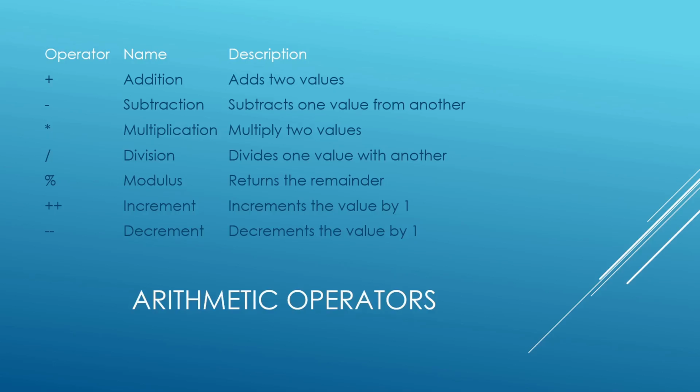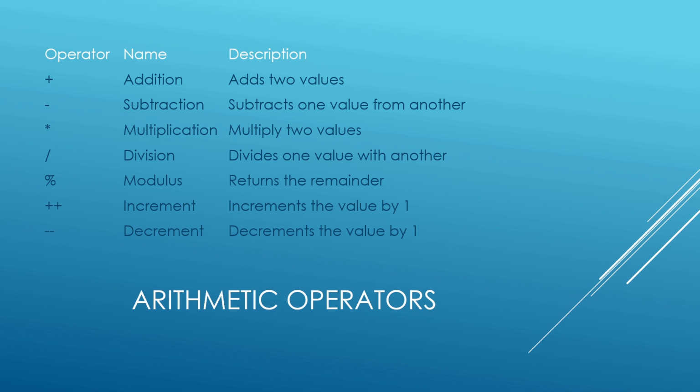Welcome to C programming. In today's lecture, we are going to understand the arithmetic operators in C language. Arithmetic operators are as follows. I made a chart: operator, name, and description. The very basic operators: plus, minus, star, slash. That is for addition, subtraction, multiplication, and division.